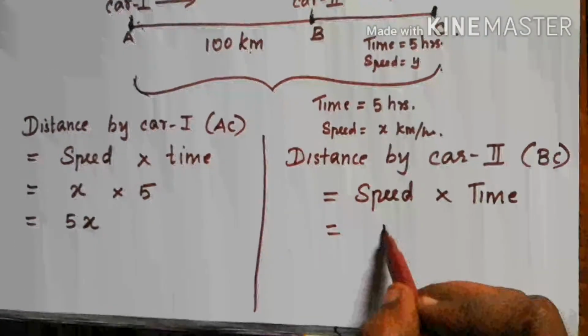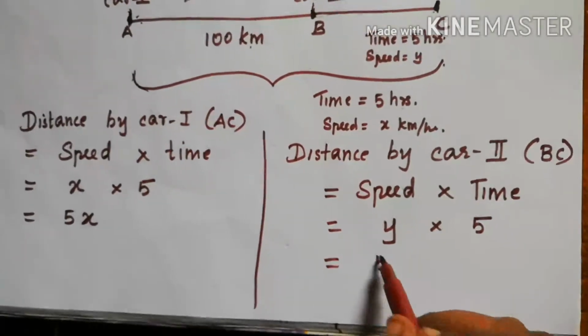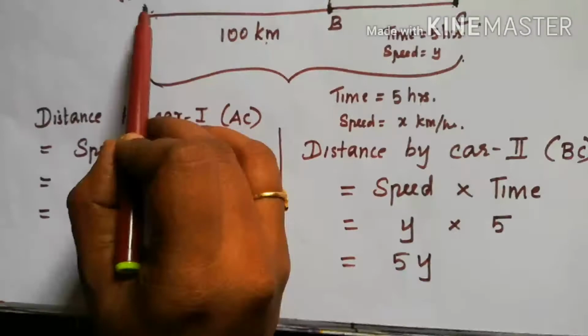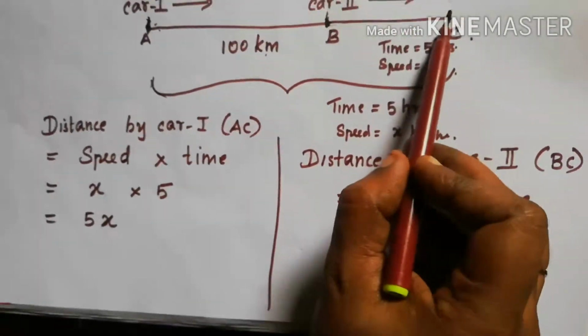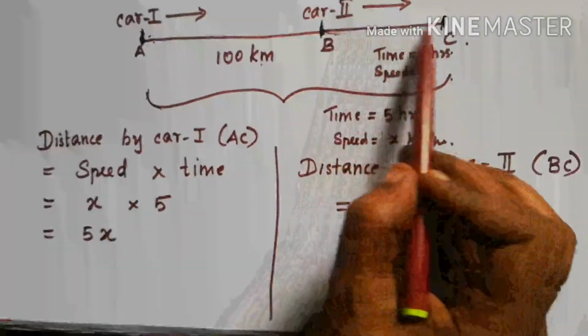What is the speed? y. What is the time? 5. So 5y is the distance traveled by the second car. So now A to C is the distance traveled by the first car and B to C gives the distance traveled by the second car.